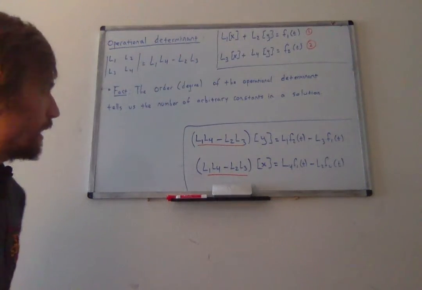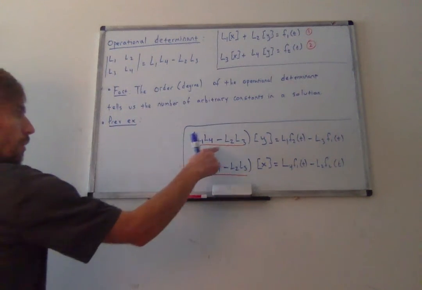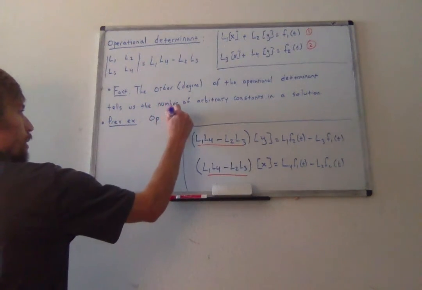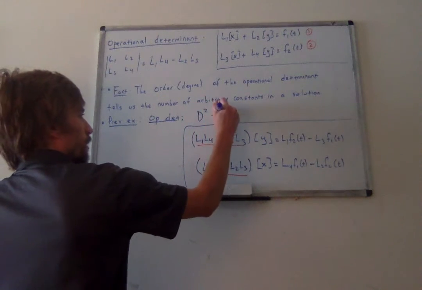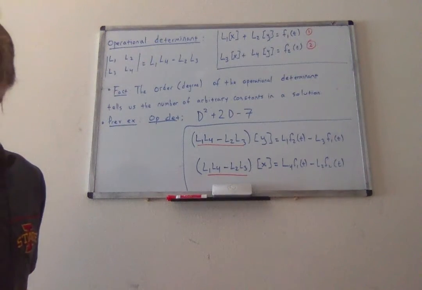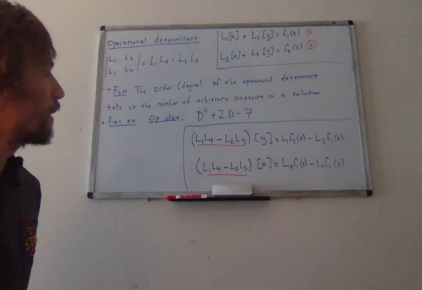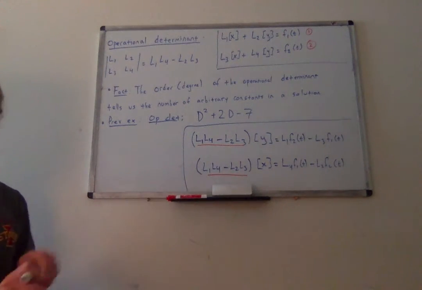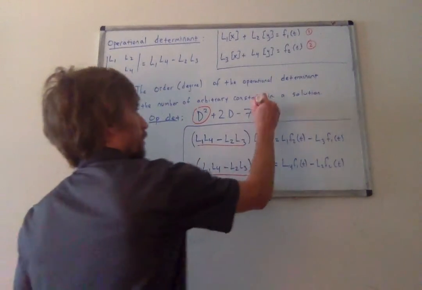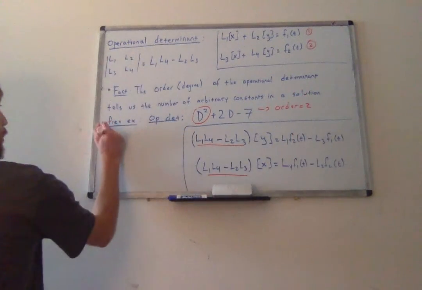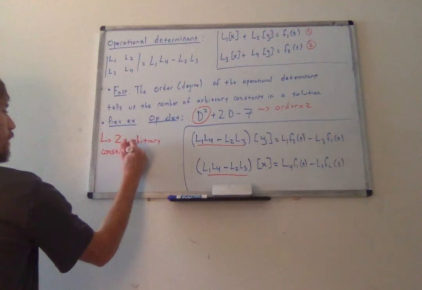So what does that mean? Well, in the previous example, remember L1 L4 minus L2 L3, the operational determinant, which I'll just shorten as opdet, was d squared plus 2d minus 7, I believe. Let me double check that before I go making wild and crazy claims. Yeah, d squared plus 2d minus 7. The order or degree of this polynomial is just the highest degree term in this polynomial, so we'd say the order is 2. This would mean there are 2 arbitrary constants in a solution.